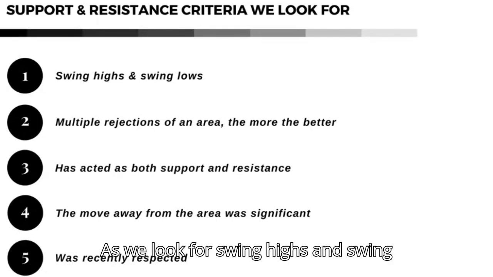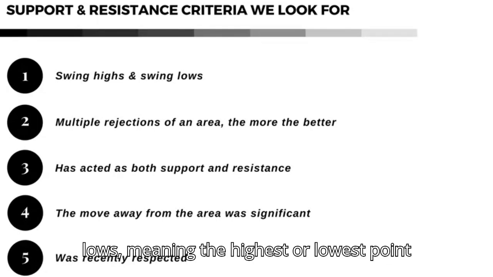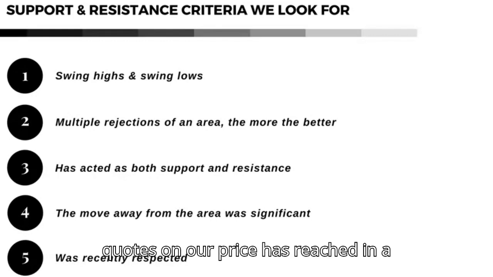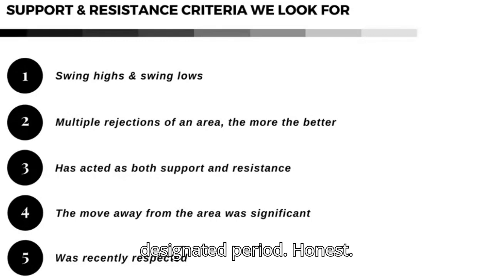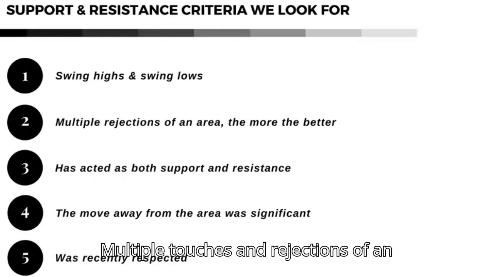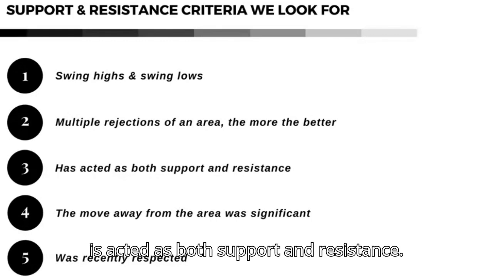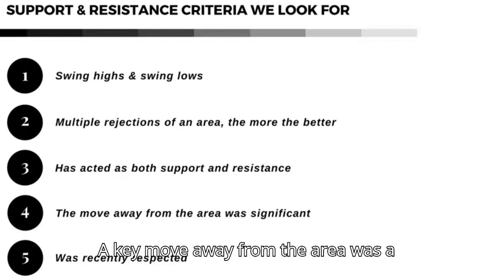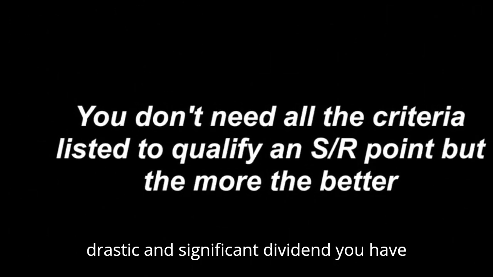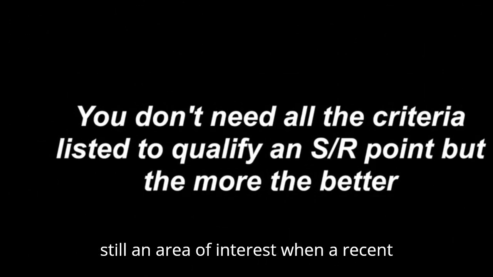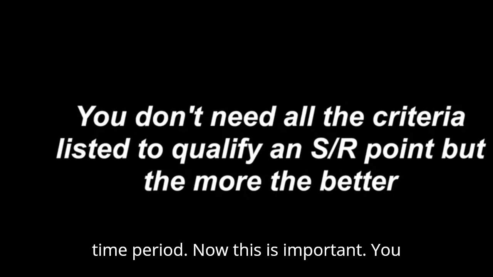First, we look for swing highs and swing lows, meaning the highest or lowest point price has reached in a designated period. Second, multiple touches and rejections of an area, the more the better. Third, a level that has acted as both support and resistance. Fourth, the move away from the area was drastic and significant. And fifth, it was respected recently, meaning it is still an area of interest in a recent time period.